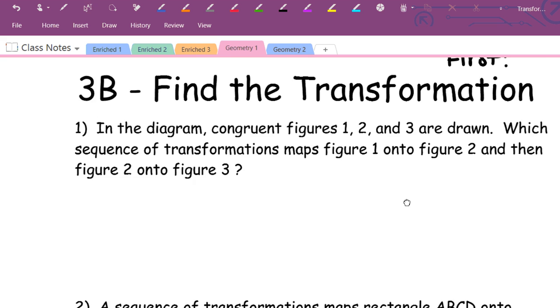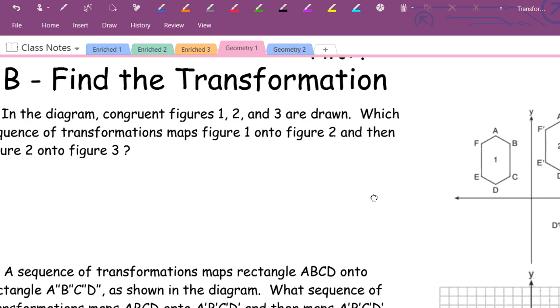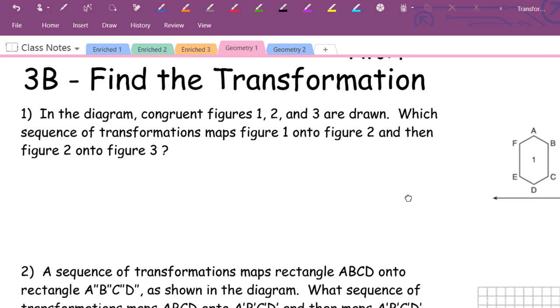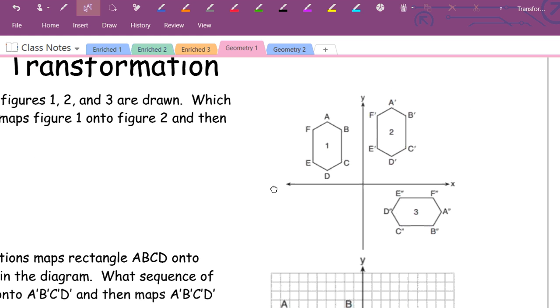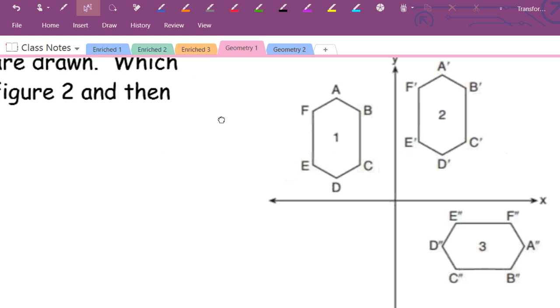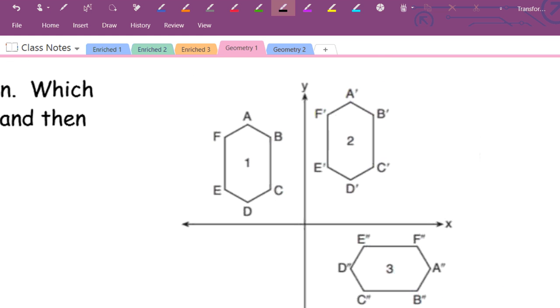In the diagram, those three figures are congruent. Which sequence of transformations maps figure 1 onto 2, and then 2 to 3? So we're going to start off here. I'm looking to go from figure 1 to figure 2, and then figure 2 to figure 3. So this is where it's going to be a little bit awkward.